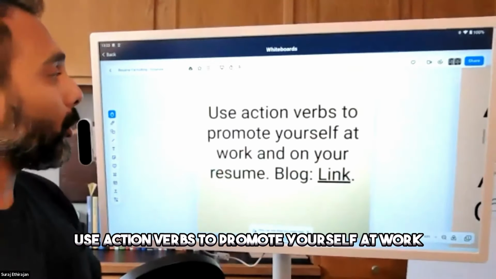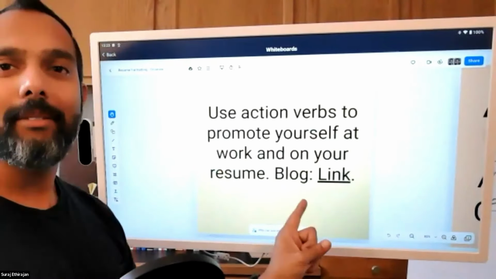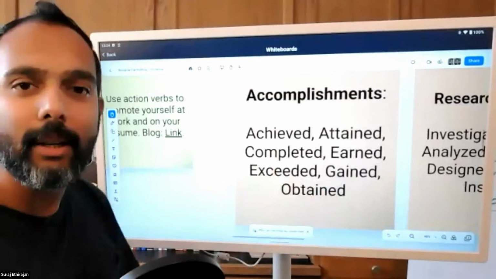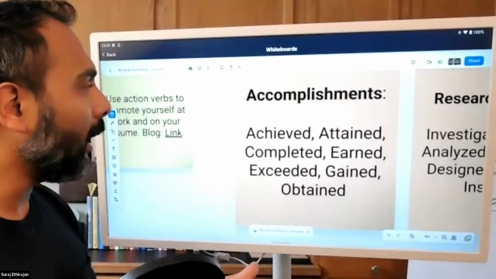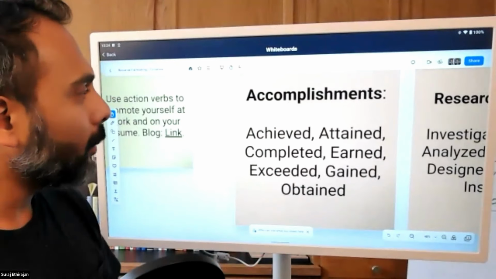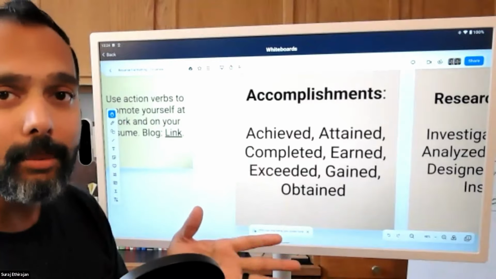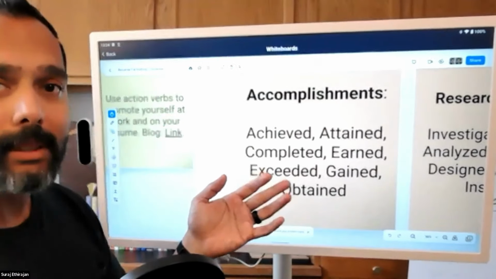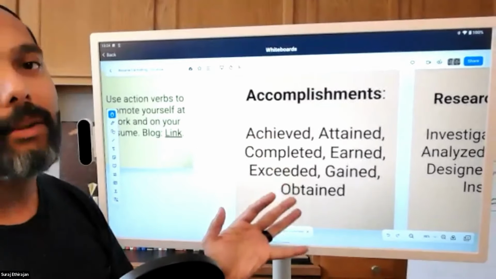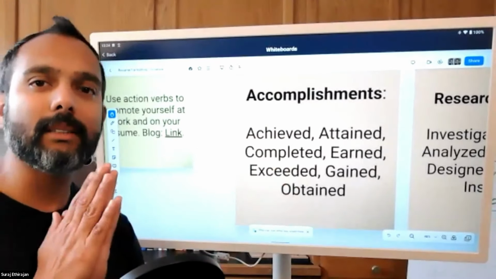Use action verbs to promote yourself at work and in your resume. And we have a link to the blog. So if you want to talk about accomplishments, there are a variety of words right here. Achieved, attained, completed, earned, exceeded, gained, obtained. Doesn't sound stale, sounds very colorful, right? So if you have accomplishments, one or two in every job description or work experience, you have a variety of words that you can actually use so that it doesn't sound stale.